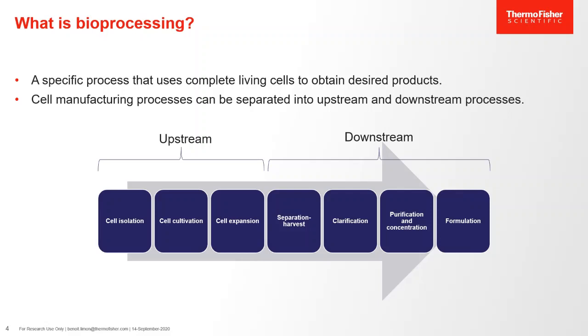On the schematic, you can see a typical bioprocess workflow, with the upstream, with the cell isolation, the cell cultivation, and the cell expansion. Once the expansion is complete, then the downstream process will separate the cell or the supernatant, which is called the harvest, and then the material is clarified, purified, and concentrated, and then the final product of interest is formulated.